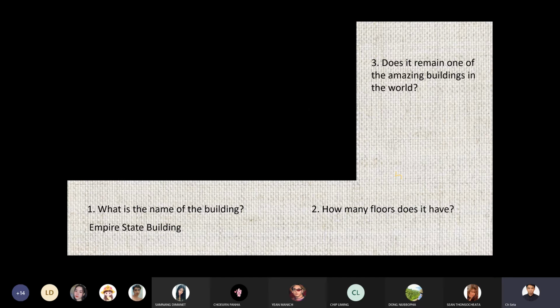Okay, number 2, how many floors does it have? 102 floors. Okay, taller than our Beer Bride building, right? Okay, number 3, does it remain one of the amazing buildings in the world? Yes, it does. Thank you very much. Super easy questions, and you just enjoy watching the video clip, right? One of the amazing buildings in the world.